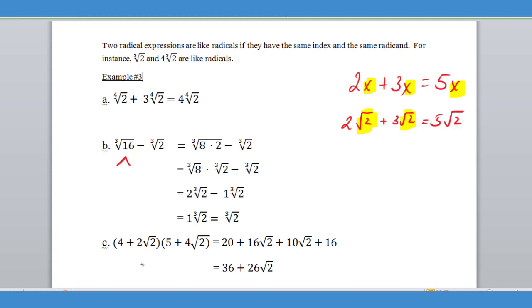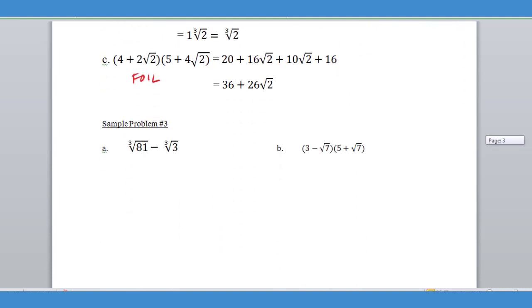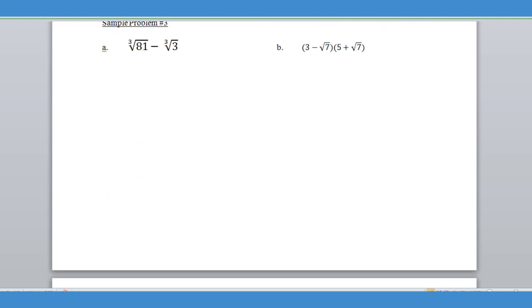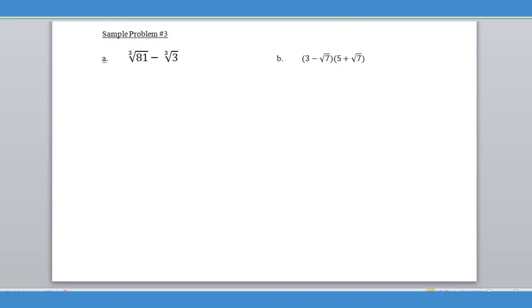If you look in example C, you can see that we have two binomials with radical terms. So you would simply FOIL here, and when you FOIL them together, you're going to be multiplying radicals first, and then somewhere in the process you're going to be adding radicals with like terms. So you have to really pay attention to whether you have like terms or not, or whether you can create those like terms. So go ahead and try sample problem number 3. You've got part A and B, and go ahead and give those two a shot and see if you can come up with the given answer.